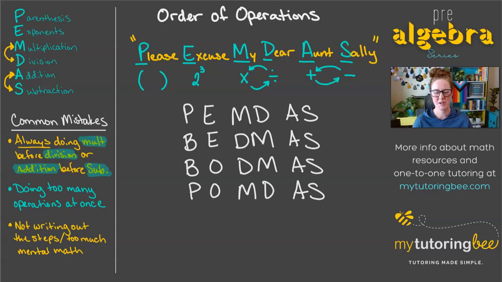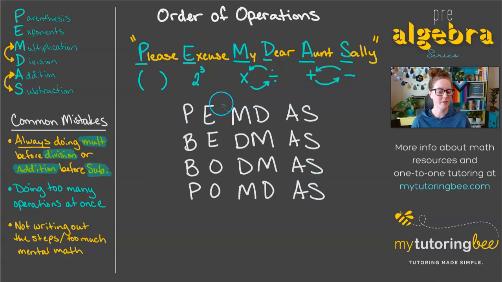In this video, we're talking all about order of operations and how to use them. We're going to be using the acronym PEMDAS. Please Excuse My Dear Aunt Sally is one of the ways that students have been taught to remember this acronym. The P stands for parentheses, E is for exponents, M is for multiplication, D is for division, A is for addition, and S is for subtraction.